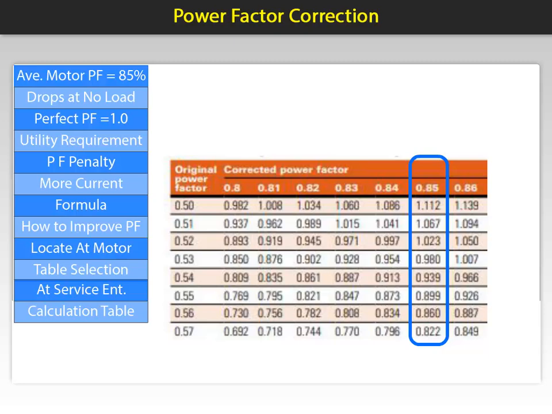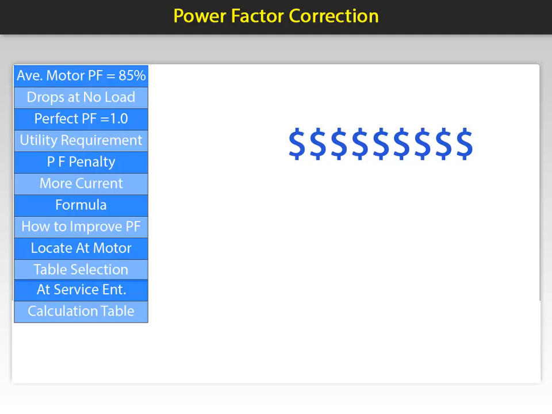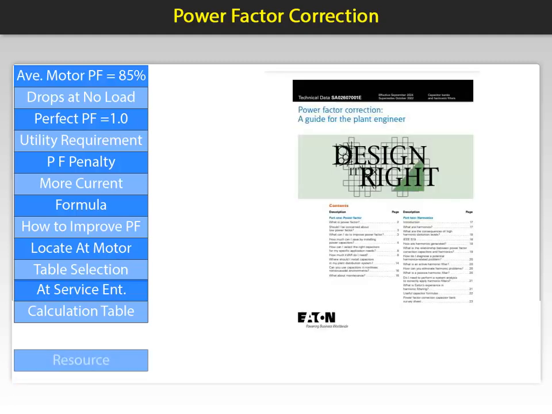In summary, power factor correction capacitors can provide improvements to the power system while saving on the energy bill. Finally, an excellent resource is a publication from Eaton called Power Factor Correction, a guide for the plant engineer, technical data SA 02607001E.